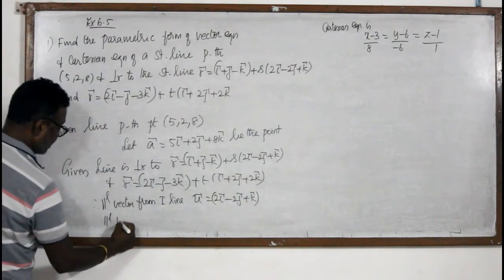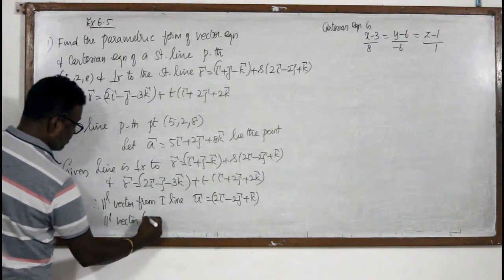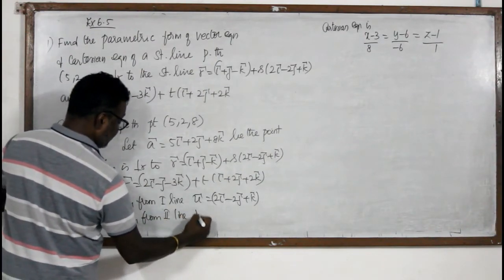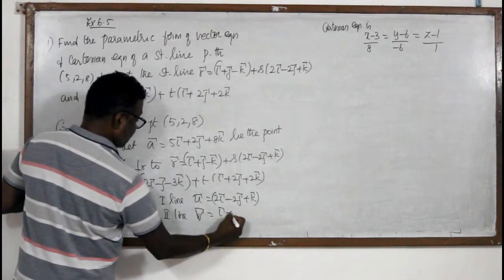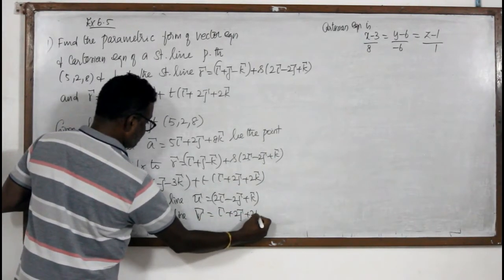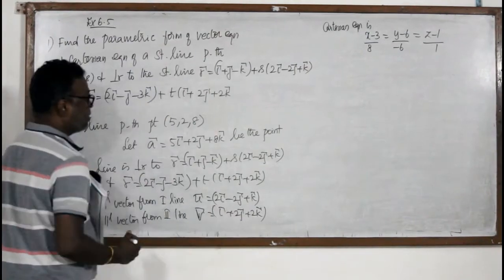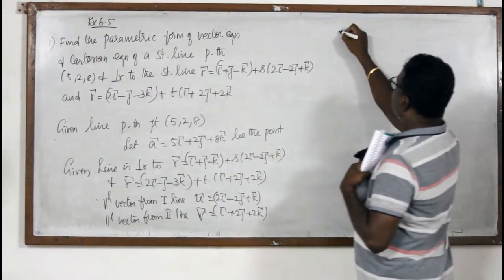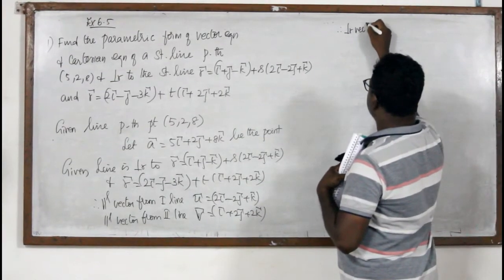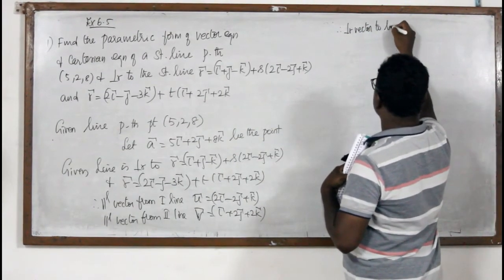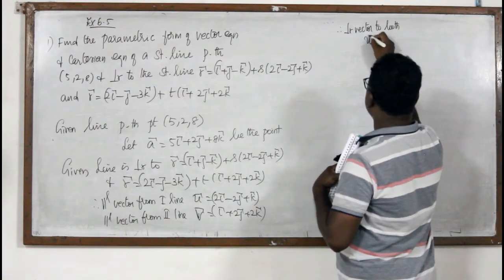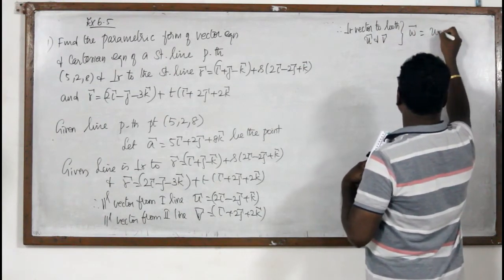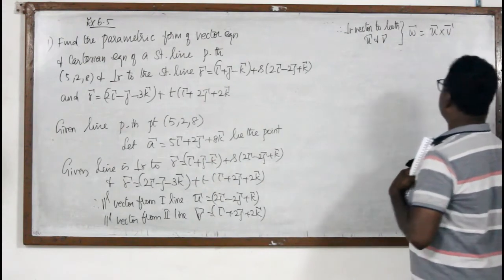So the parallel vector from the second line is v vector equal to i plus 2j plus 2k. Therefore, perpendicular vector means a vector perpendicular to both u vector and v vector. W vector is u cross v vector.